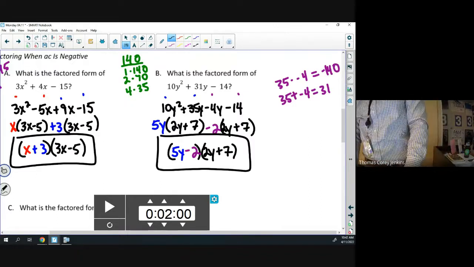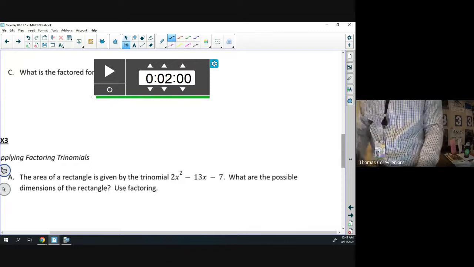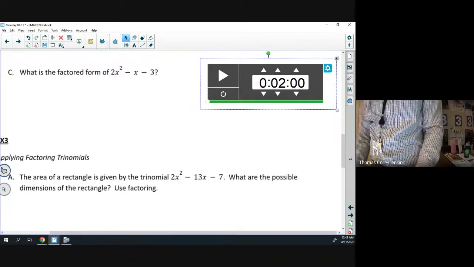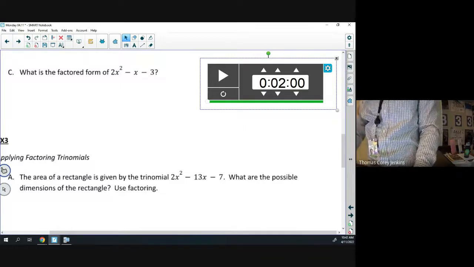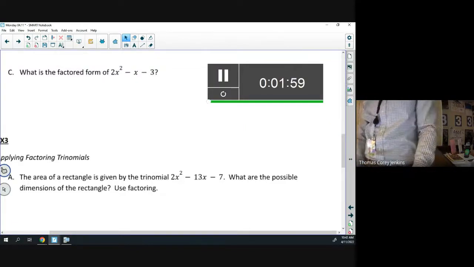All right, so before we take a break or anything, I want you to try one with not much help, okay? So here we have 2x minus 1x minus 3. You're trying to factor that out, okay? I would encourage you to work with your partner, okay?